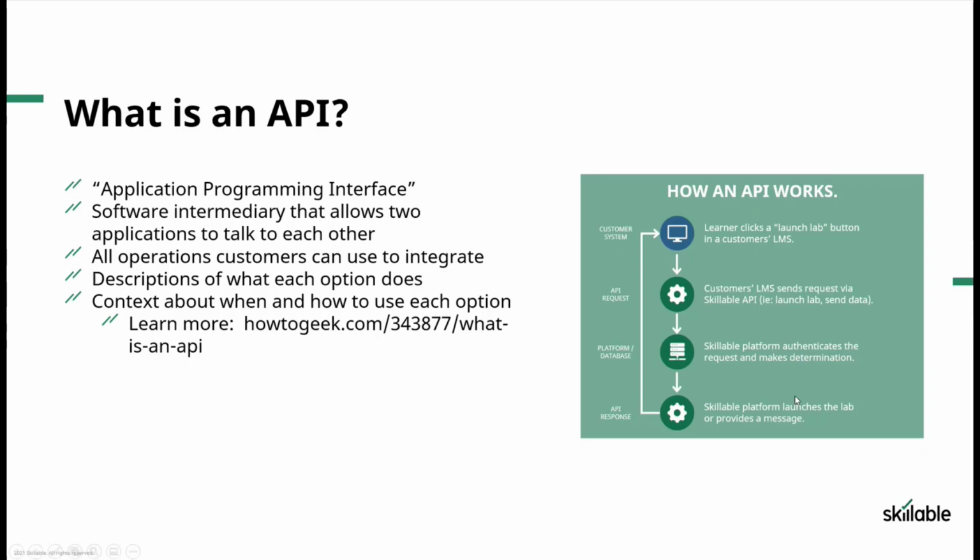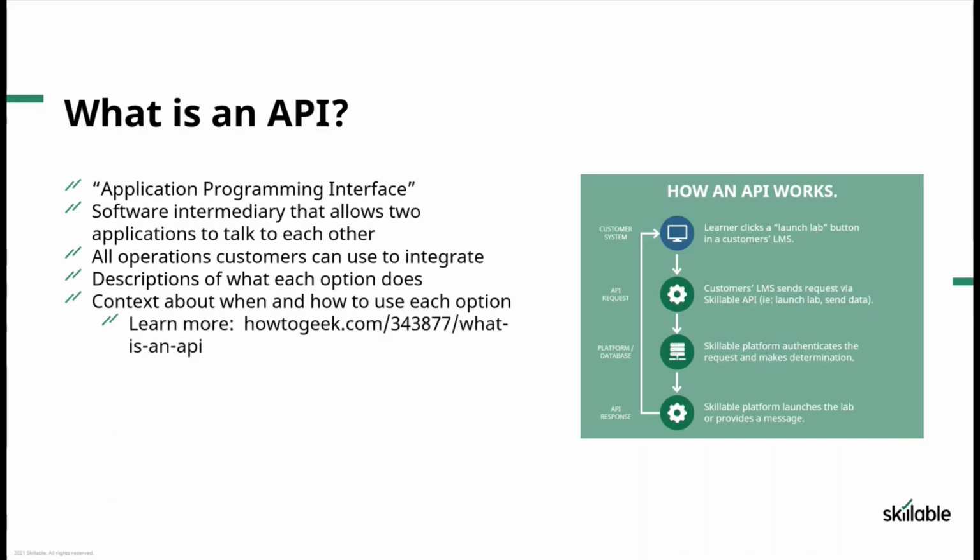So if we take a look at this diagram, it's a very simple description of how an API fundamentally works. A simple use case is when the user clicks on a lab button, and the lab button is exposed in the customer's LMS. Typically you would create a course and it would expose a connection, and it would initiate a call out to the Skillable API. So the LMS would send a request to the Skillable API to launch a lab.